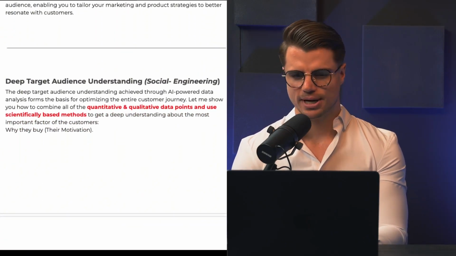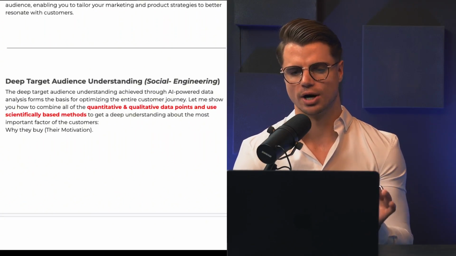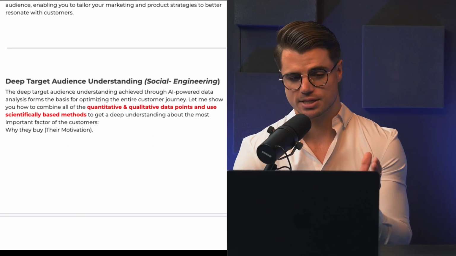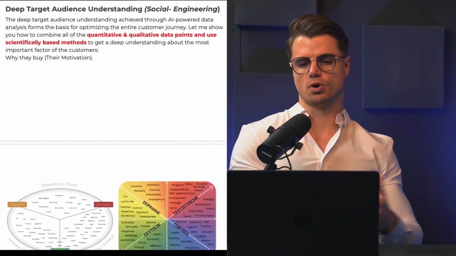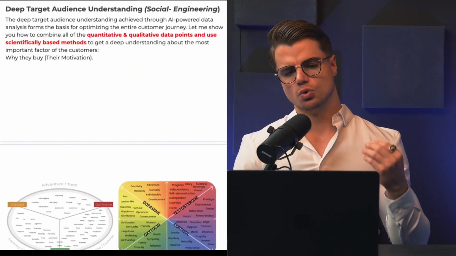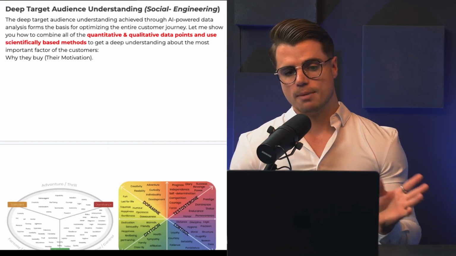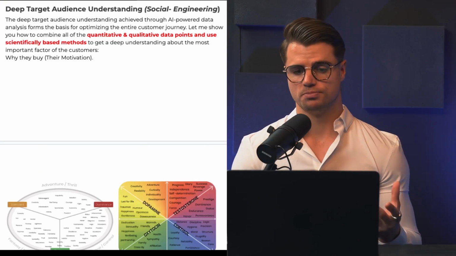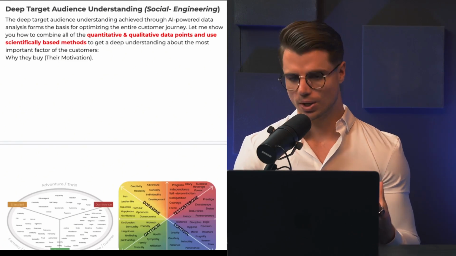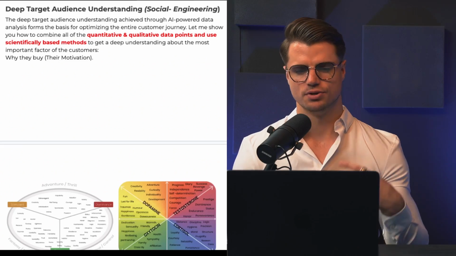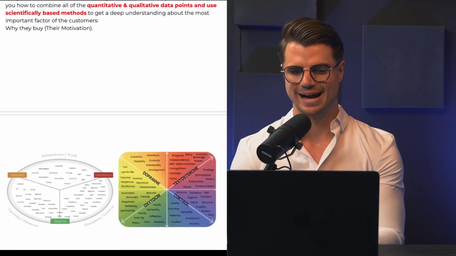So this leads to a comprehensive data-driven understanding of your target audience, enabling you to tailor your marketing and product strategies to better resonate with your customers. So then we have a deep target audience and understanding of social. This is what we call, in this next step, social engineering. To deepen the target audience understanding, you can achieve this through AI-powered data analysis as the basis of optimizing the entire customer journey. And I want to show you how we combine the qualitative and the quantitative data points and scientific-based methods to get a deeper understanding about the most important factors of the customer.